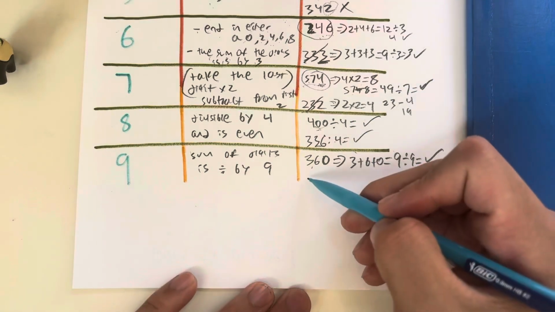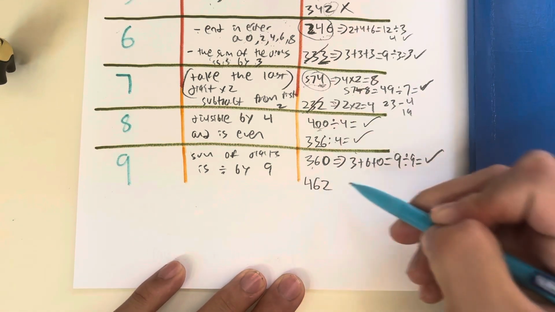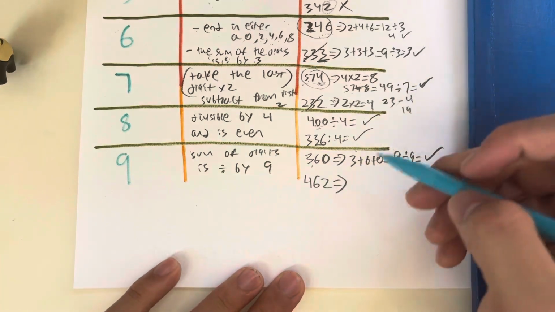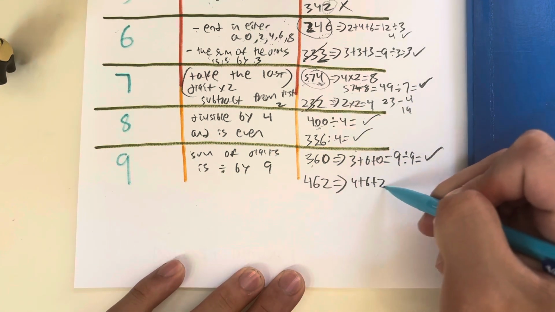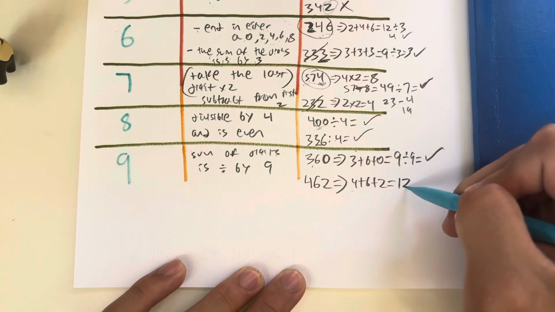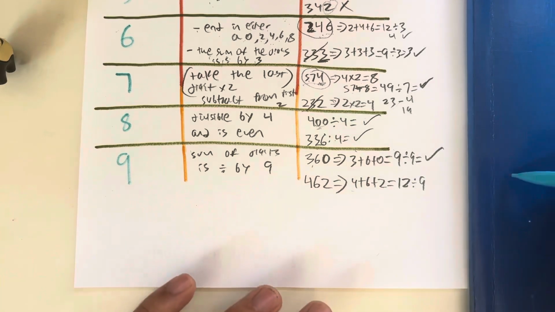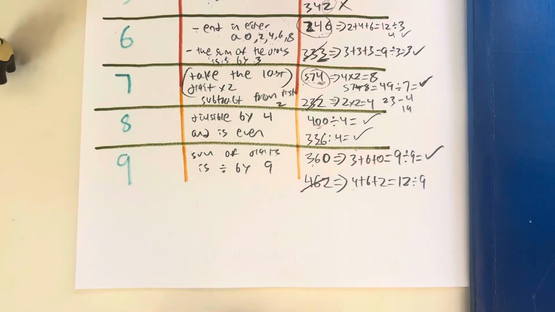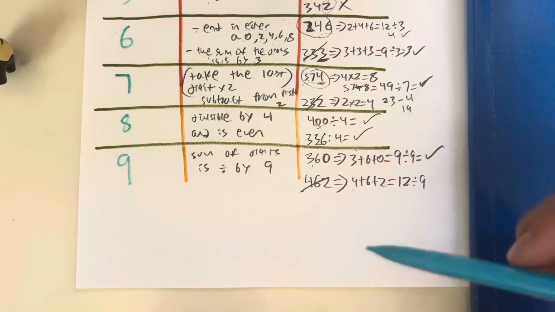But let's just say we have 462. Let's see if this is divisible by 9, because we have 4 plus 6 plus 2, which is going to give us a total of 12. And 12 divided by 9 does not work out evenly. So it means that your number 462 is not divisible by 9.